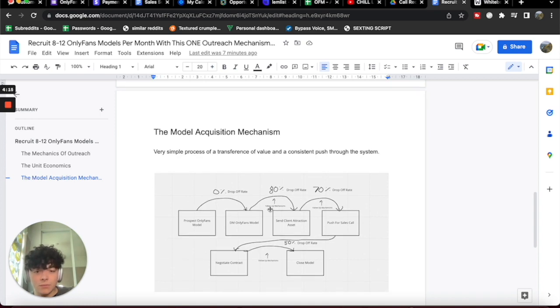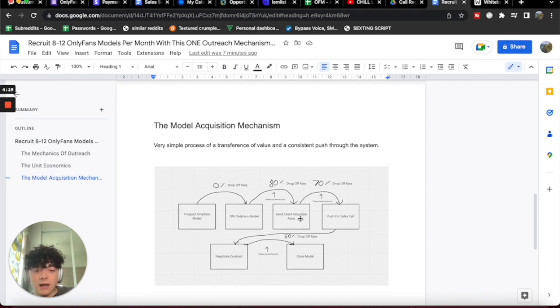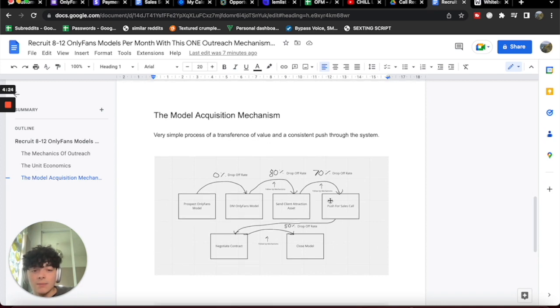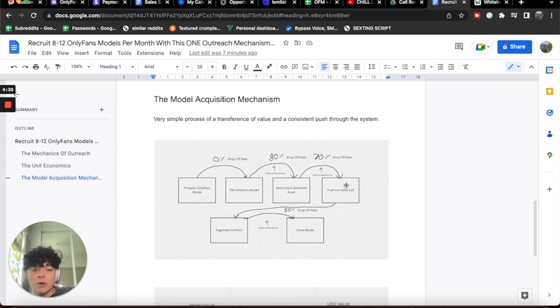Okay, so we send the client attraction asset, and then from sending that client attraction asset to pushing for the sales call, we get a 70% drop-off rate. So make sure we have follow-up mechanisms here in pushing for the sales call. And then once we've got the sales call, we want to negotiate the contract and then close the model.